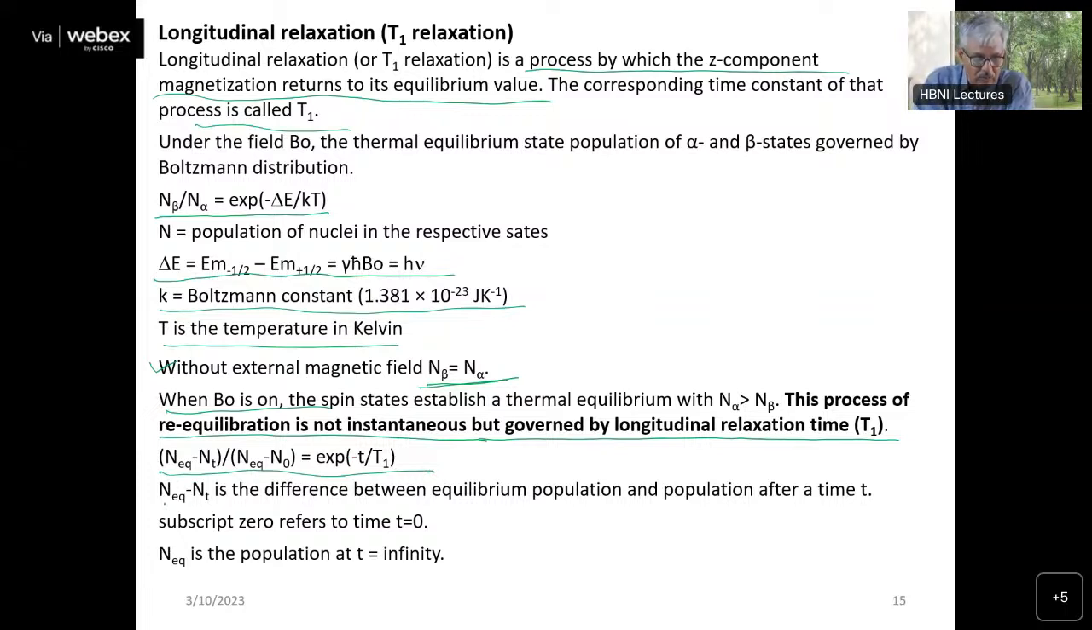This equation is there, where n equilibrium minus n t is the difference between the equilibrium population and the population at the time we are describing, and n 0 is the population difference at 0 time. And of course, n equilibrium will be the population at t equal to infinity, because it will reach the equilibrium.